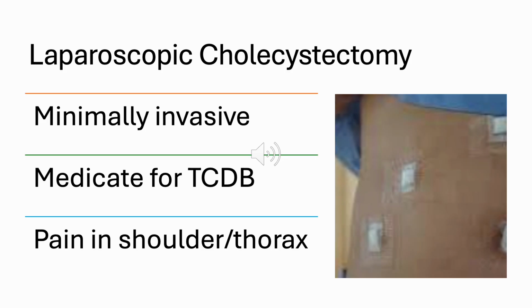After this surgery, it's common to get pain in the shoulder or thorax, and the reason is because they inject the abdominal cavity with gas so that the surgeon can see what they're doing inside the abdomen. So the best thing when they complain about shoulder and thorax pain is for the patient to ambulate. So encourage them to get up and ambulate.